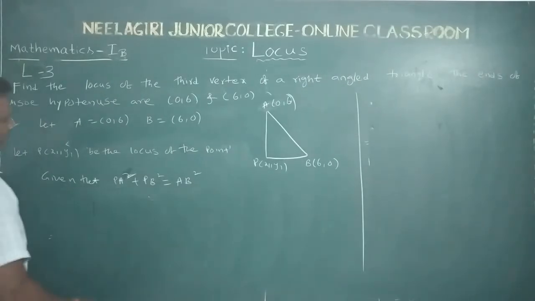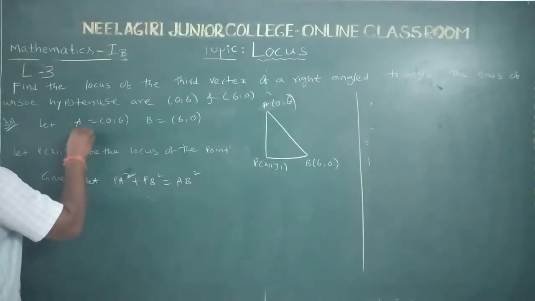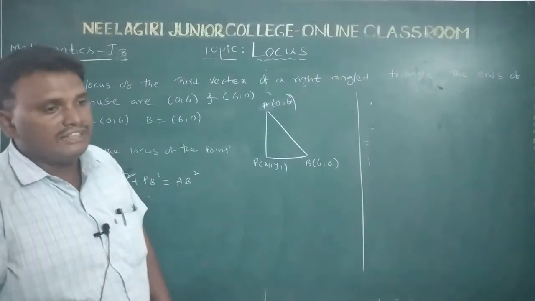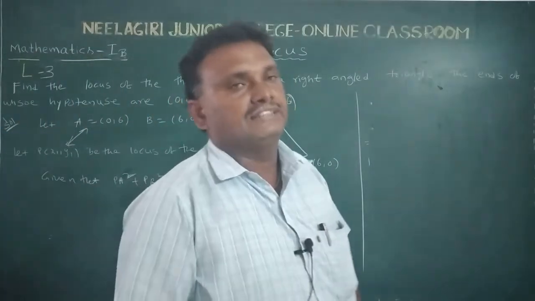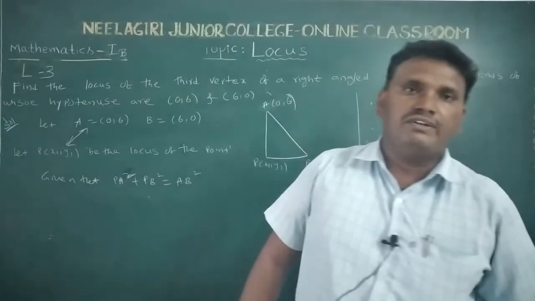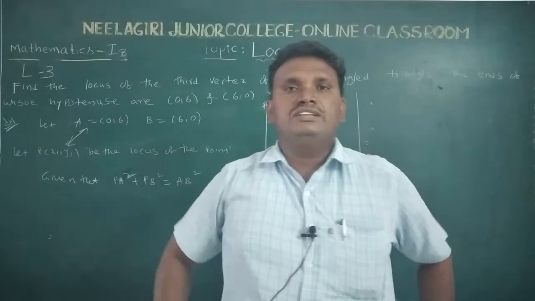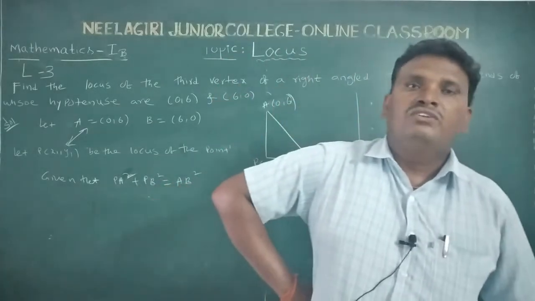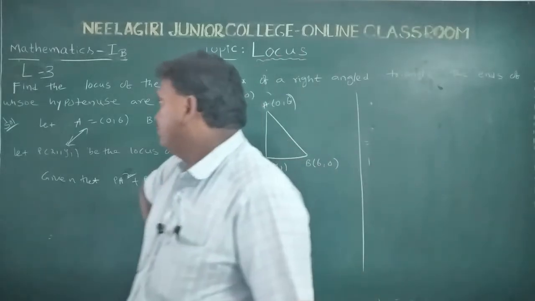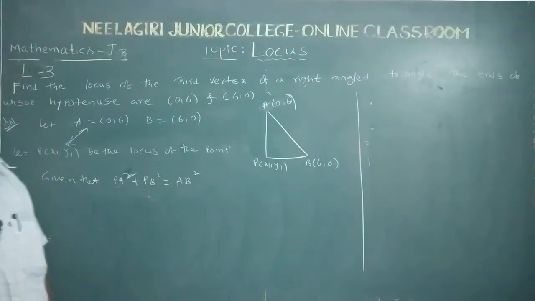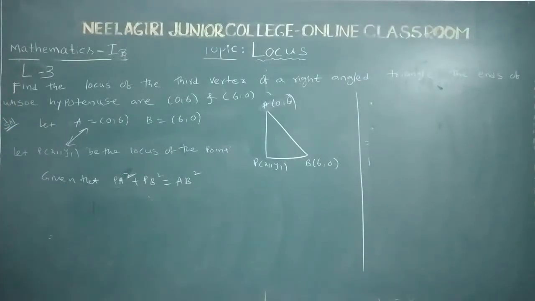What is PA square? The distance between P and A. What is the formula for the distance between 2 points? For A(x1,y1) and B(x2,y2), AB is equal to the square root of (x2 minus x1) whole square plus (y2 minus y1) whole square. Squaring on both sides, AB square is equal to (x2 minus x1) whole square plus (y2 minus y1) whole square.